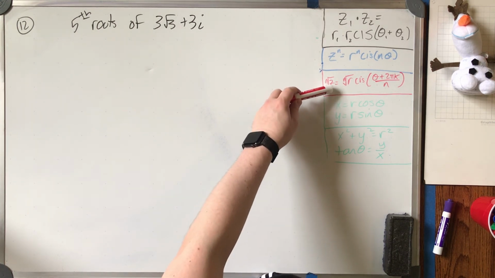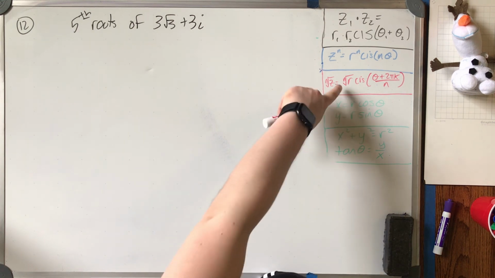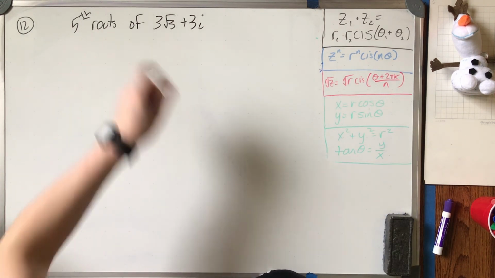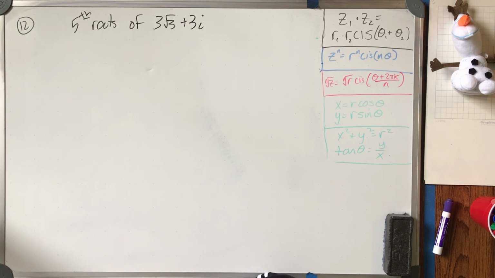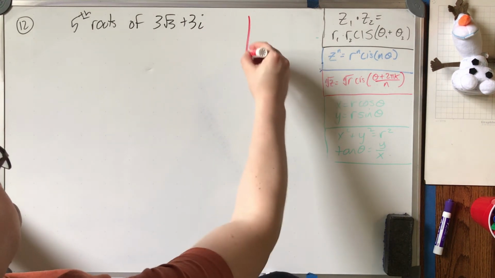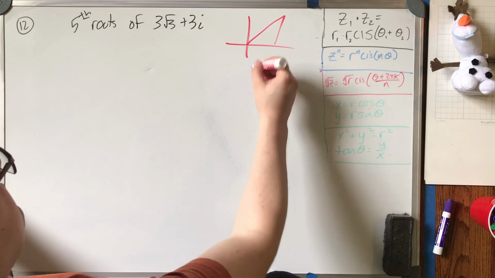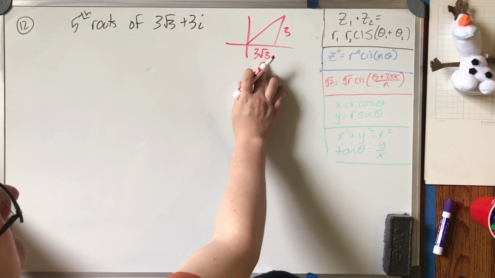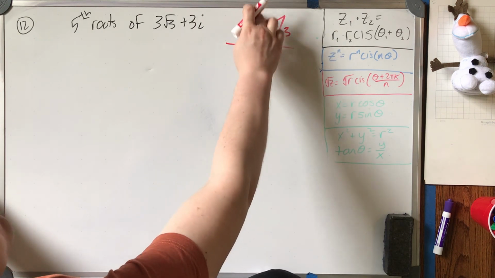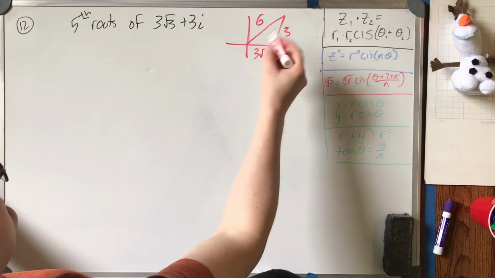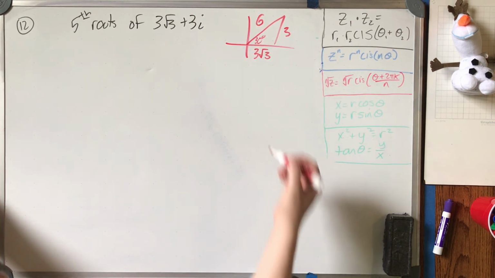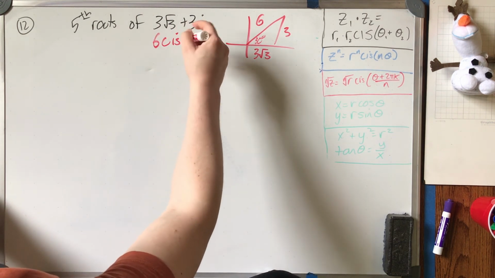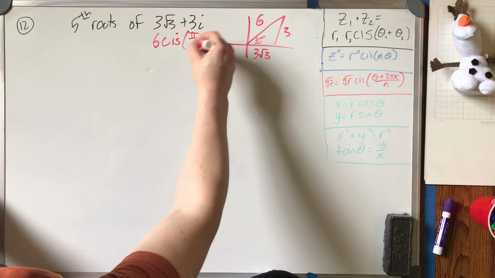12, we're being asked to find the 5th roots of 3 rad 3 plus 3i, so I'm going to be using this nth root formula over here, where we have that k value. K is going to allow us to find the 5 different roots. First thing I need to do is put this into trig form, so I'm just going to sketch a graph of this. So I have 3 rad 3 and 3, so I'm recognizing this as square root of 3, 1, so this would be times 2 up here, so it's going to be 6, and that is a 30. So what this really is 6 cis of 30, or pi over 6.